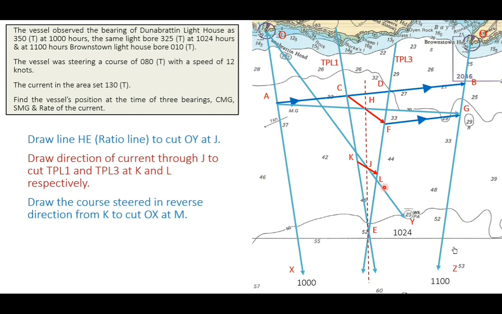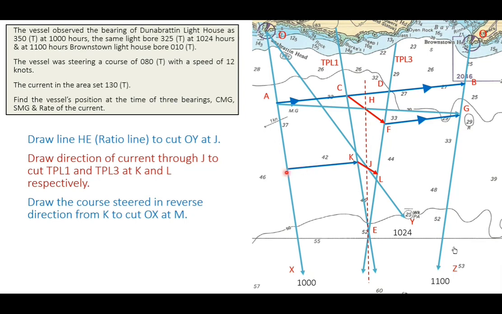Now coming on to the next step, we will align our parallel ruler to the course steer direction, which is represented by the AB line on our plot, or the FG line, Foxtrot Golf line. Both of them represent the course to steer. The course to steer here is 080. So we align our parallel ruler to our course steered 080, bring it to point K, and draw our course steered in the reverse direction. So from K, drawing our course steered in the reverse direction, you can see it on the chart. The blue color line is our course steered.